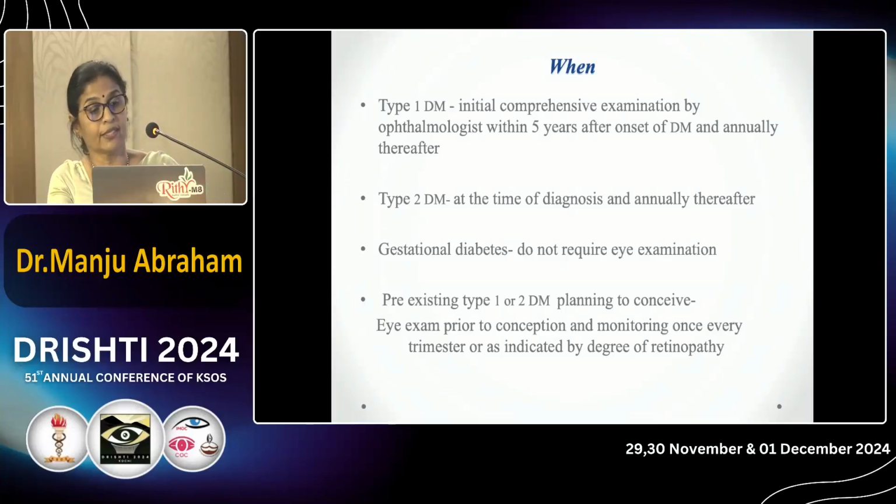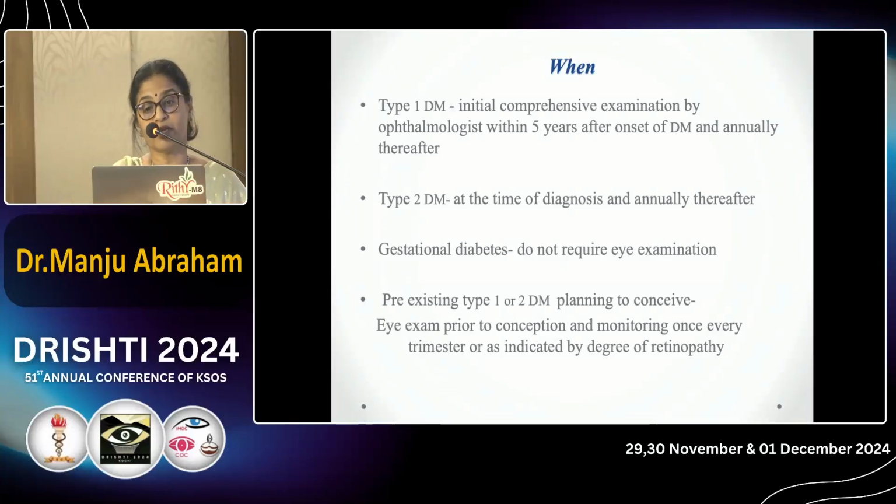Now, when do you screen them? Type 1 requires screening within 5 years of onset of diabetes. Type 2, at the time of diabetes diagnosis and then annually. Gestational diabetes does not require examination. A patient with pre-existing type 1 or type 2 planning to conceive needs an eye examination prior to conception and should be monitored at least once every trimester, or more often depending on the degree of retinopathy.